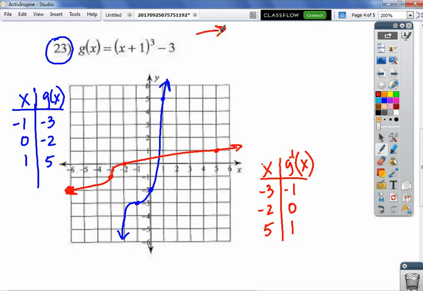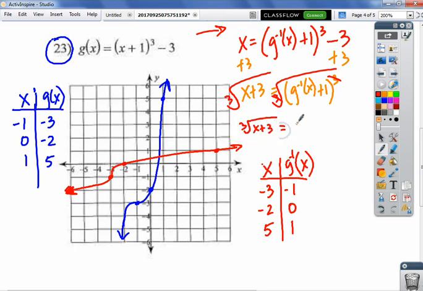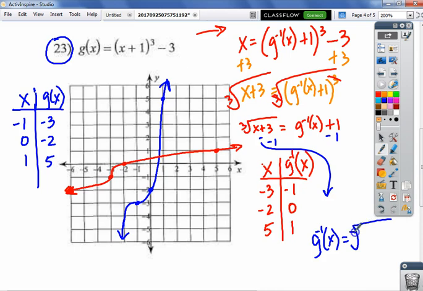So I'm going to bring this over here, and what if I switch the g of x and the x? So if I solve for x, we put g negative 1 of x plus 1 to the third power minus 3. First I'd move the 3 over, so I get x plus 3 equals all of this, plus 1 to the third power. But I've got to cube root this, because that and that would cancel out. So now I'm left with the cube root of x plus 3 equals g negative 1 of x plus 1, but I get rid of that plus 1, so I subtract 1 from both sides. So my g negative 1 of x should be the cube root of x plus 3, all of that minus 1.